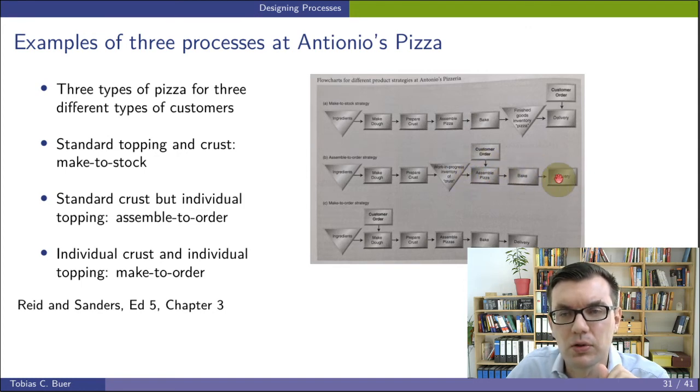This is called assemble to order, and you see that the process flow is changing, and you see the advantage of visualizing the process because it becomes much more clear what's happening. The final step is an individual made to order where the crust is also individualized to the needs of the customer, and this is a make to order process shown in the lower part of the picture. We start with the inventory of ingredients, and only when the customer order arrives, we start to prepare the dough, the crust, we assemble the pizza, bake it, and deliver it.